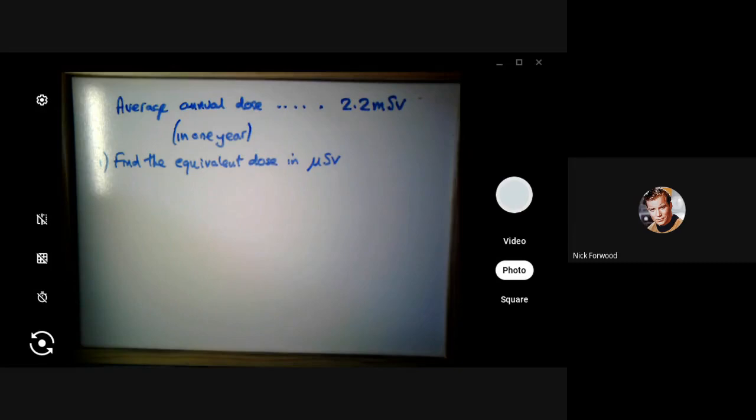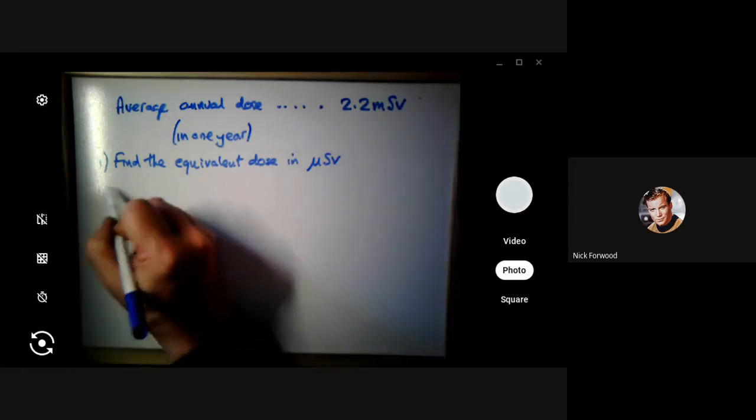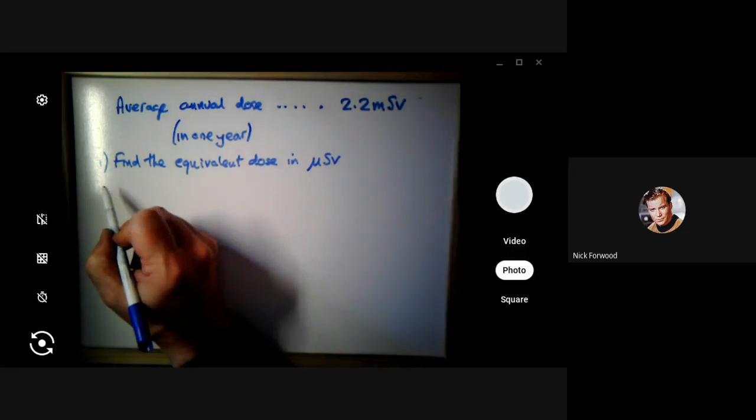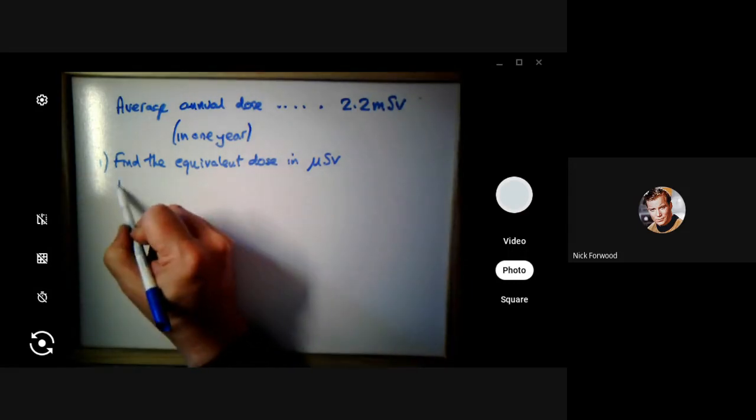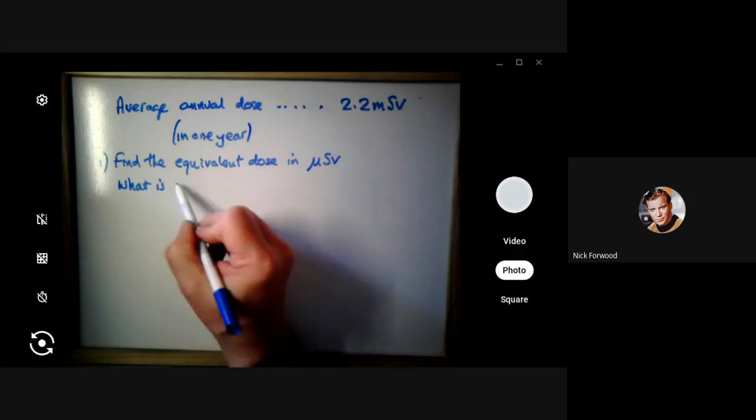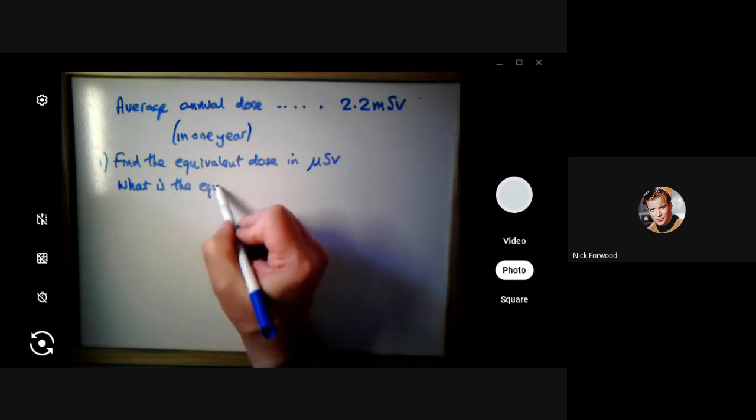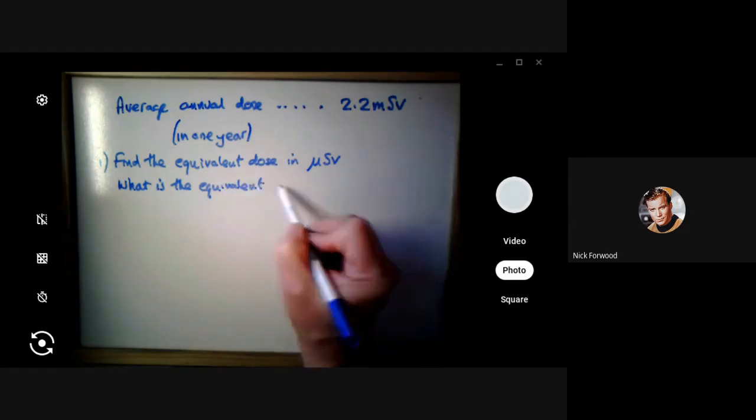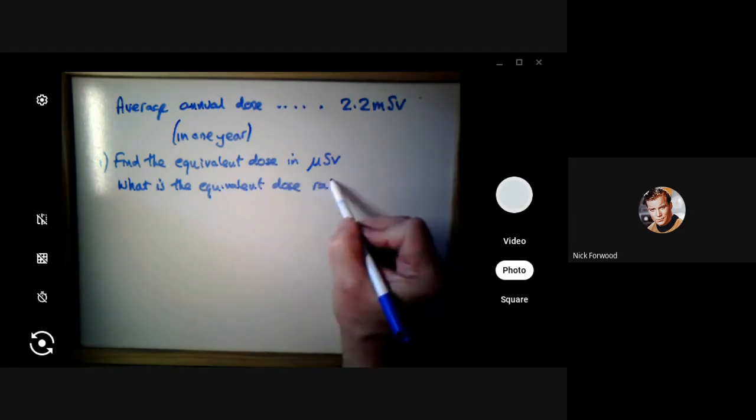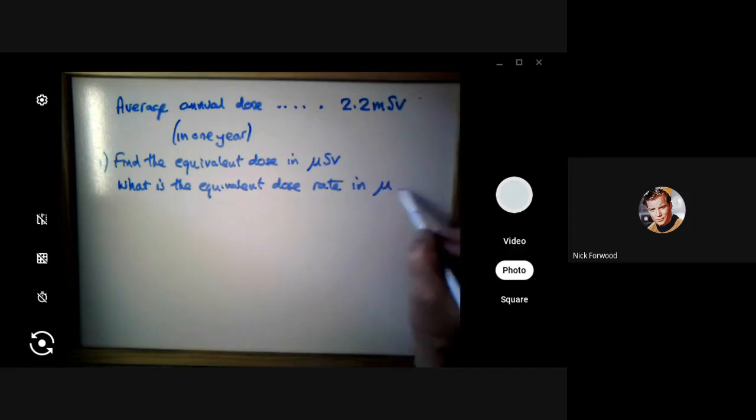This question's actually in 2 bits. It doesn't tell you to do it like this, but this is how you would do it. And then the second bit says, what's this equivalent dose rate in microsieverts per hour? So this is really just doing what we did before. So the second part is what's the equivalent dose rate in microsieverts per hour?